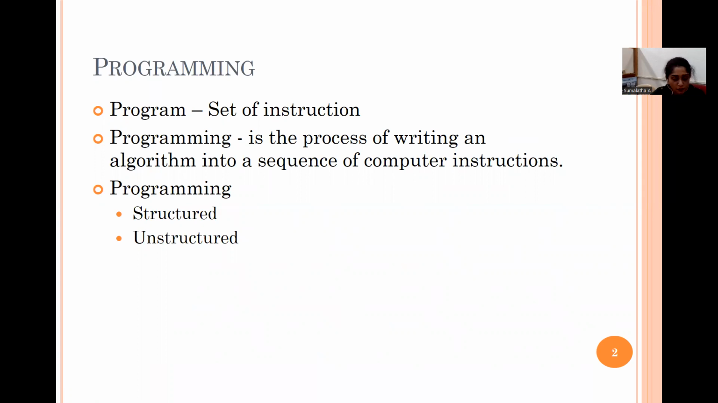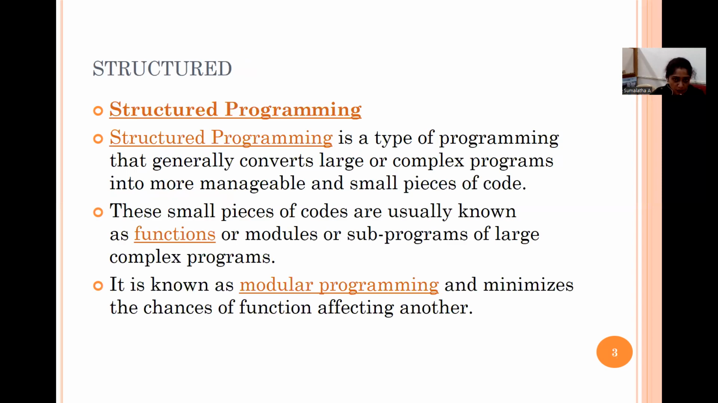So it's only because of the algorithm that we are able to write good programs. If the algorithm is composed well, then you'll be able to write a very good program. So there are two basic types of programming. One is structured and the other one is unstructured. So we'll see what structured programming is.